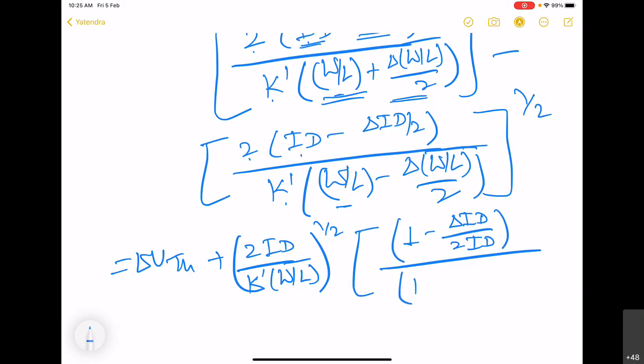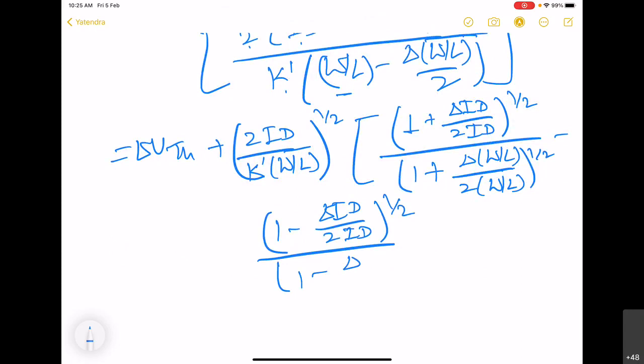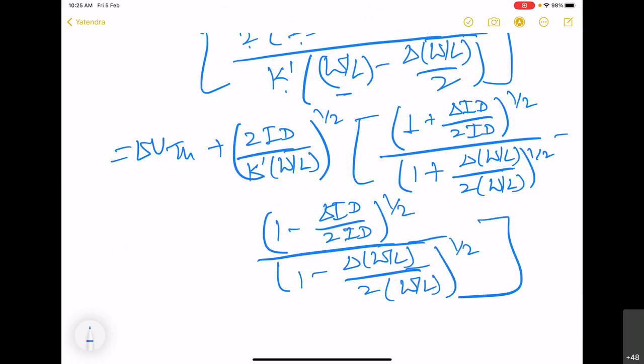Similarly, in the denominator, 1 plus delta W by L by 2 W by L. So this is the first term. Similarly, the second term will be 1 minus delta ID by 2 ID, whole square root, 1 minus delta W by L by 2 W by L, whole square.